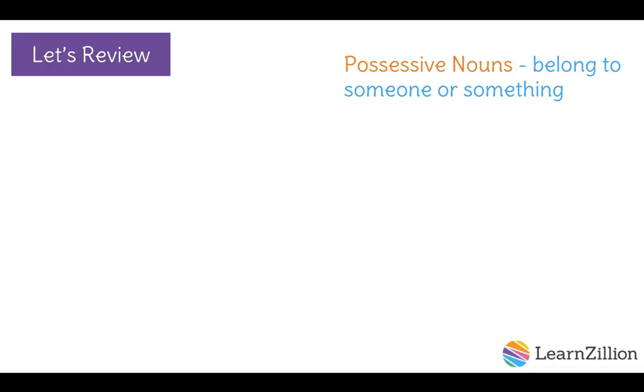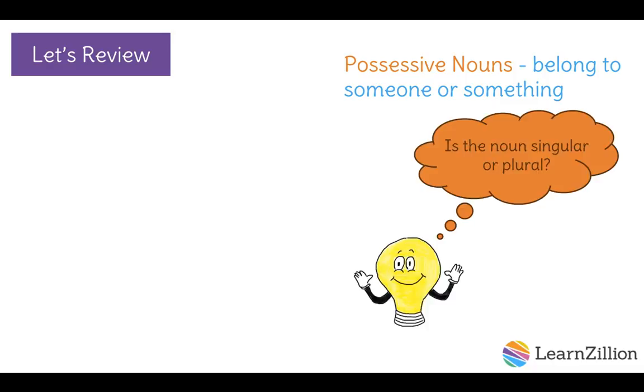Possessive nouns are a special form of noun that tells us it belongs to someone or something. The first thing we should do to figure out how to write a possessive is ask ourselves if the noun is singular or plural. Once we know that, we will follow 3 rules for forming possessives.